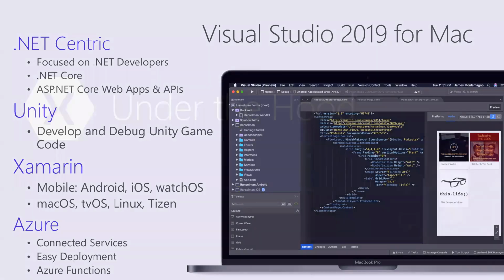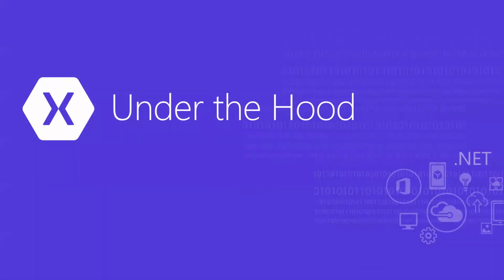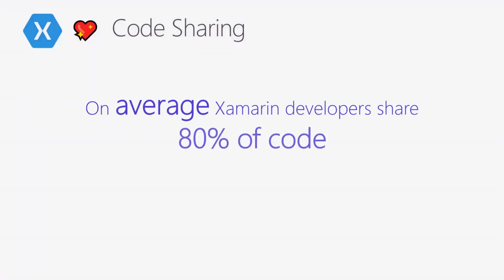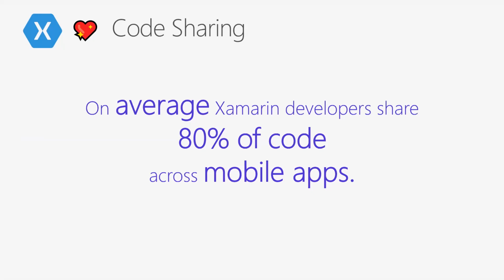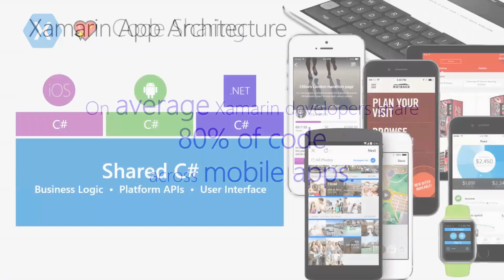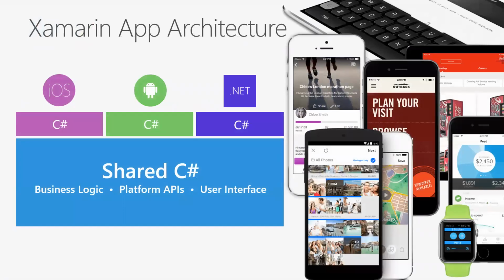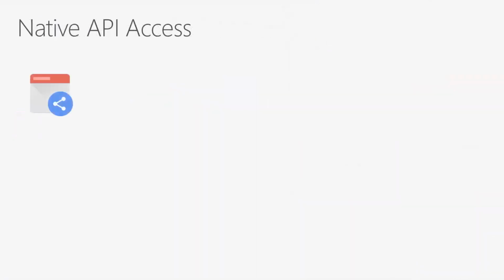So what's going on under the hood? I've mentioned a lot sharing business logic, but that's not just the kind of code you share with Xamarin. So on average, and this number's actually gone up a bit since the last time we did a survey, which I think was about a year ago now. We should probably review that. We share about 80% of code across your apps. And we looked at this diagram. This is what that looks like. But what does that actually mean, sharing code?